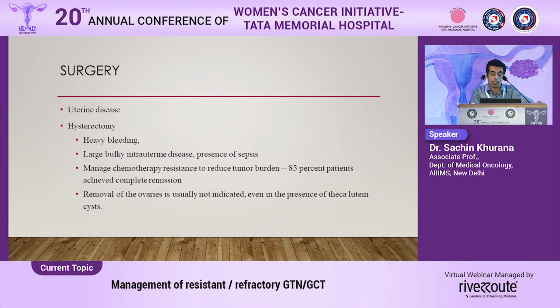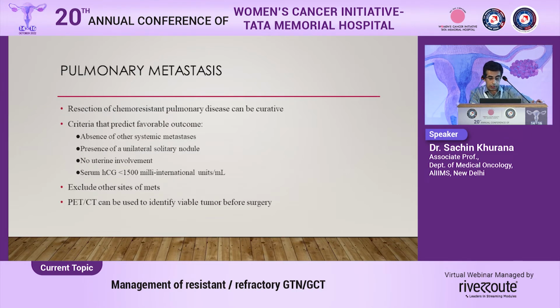Now, can we utilize surgery in relapse-resistant GTN? Yes. We can use it in uterine disease, specifically when there is heavy bleeding, or a large bulk of the disease in the uterus, and surgery can manage chemotherapy resistance. We can also use surgery for resection of pulmonary metastasis when it will help, when there are no other systemic metastases, and it will be better if there is only a unilateral solitary nodule, no uterine involvement, and serum beta HCG is less than 1500. So it is better to do a PET CT and rule out other sites of metastasis.